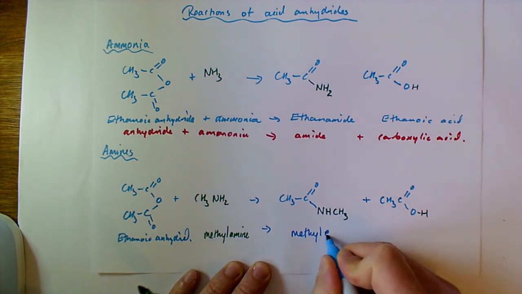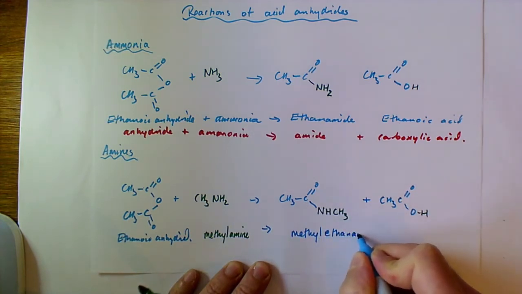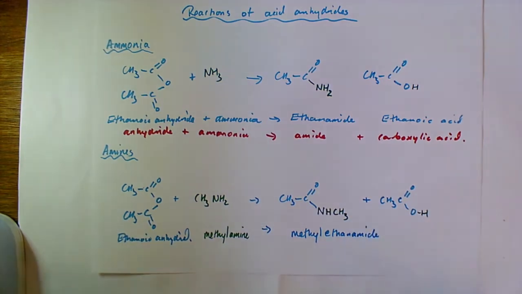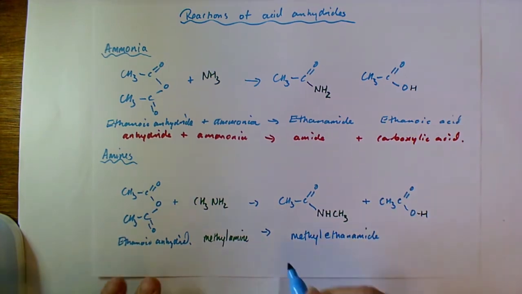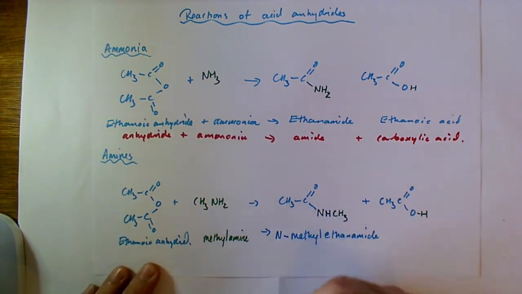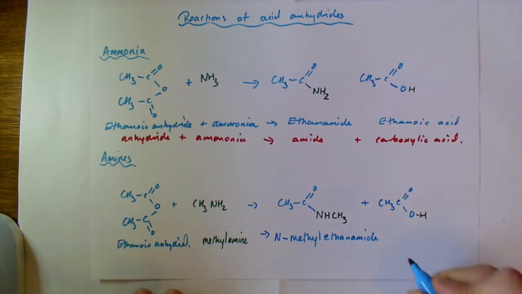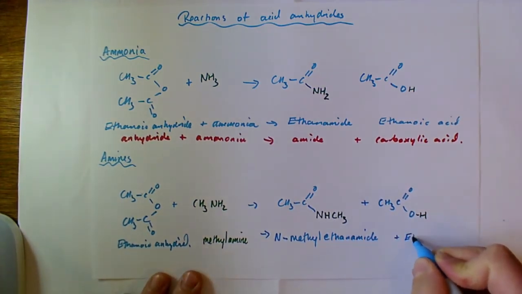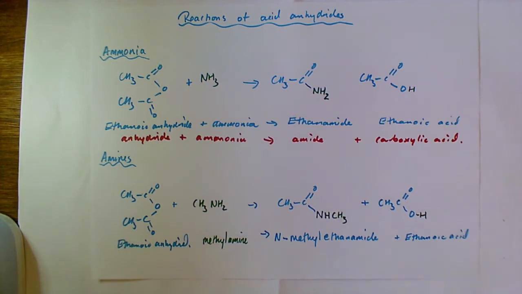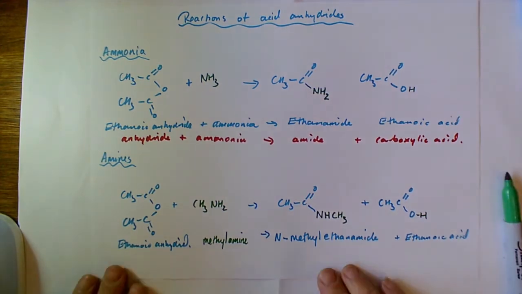Methyl ethanamide. So what did we do to enable us to always know that our methyl group is attached to the nitrogen? We put N-methyl ethanamide, so that my nitrogen tells me that the methyl group is attached to my carbonyl group. And I've got some ethanoic acid again over here. It's slightly out of focus at the bottom of my screen. My camera's not very good for this.